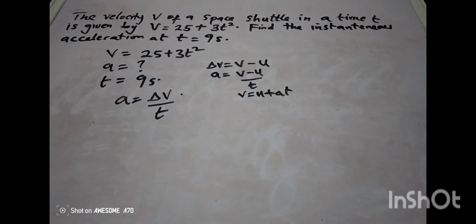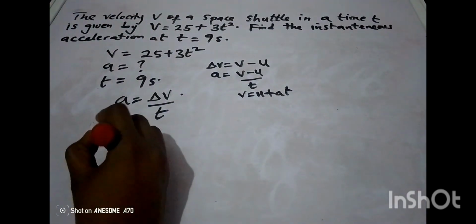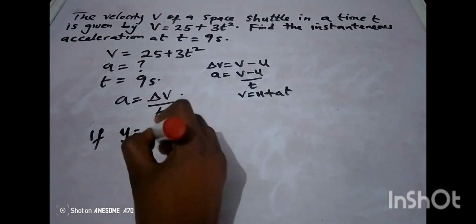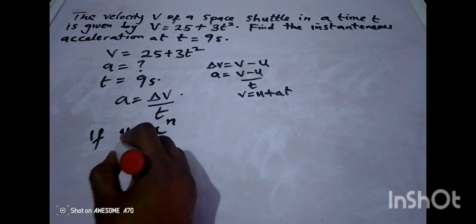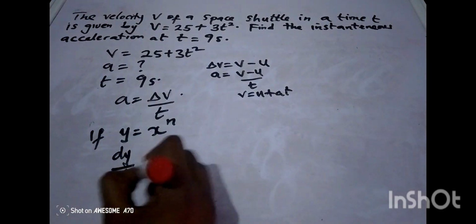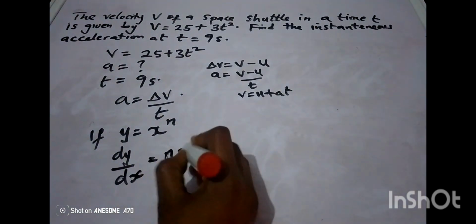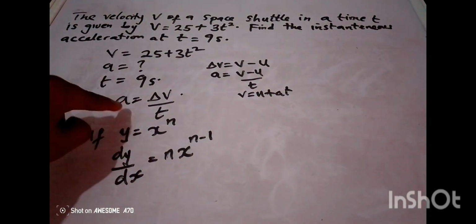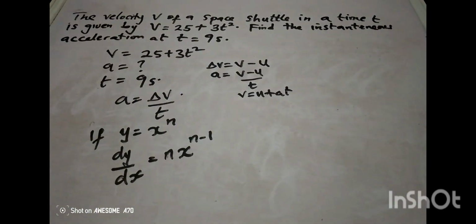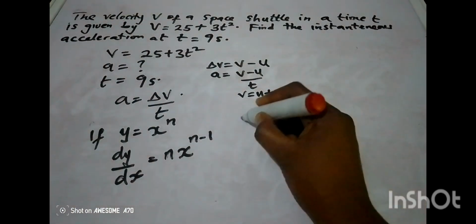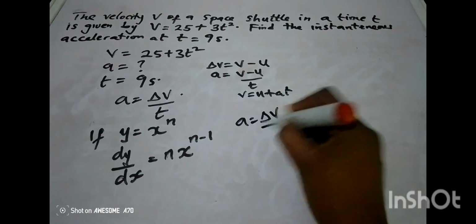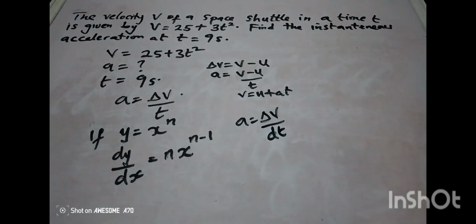We know that we can differentiate using this rule: if y is x raised to power n, then dy over dx is given as n x raised to power n minus 1. This is a concept in calculus that we can simply apply to this expression. We want to differentiate with respect to time, because acceleration is the change in velocity. It's just like saying dv/dt. You differentiate velocity with respect to time.